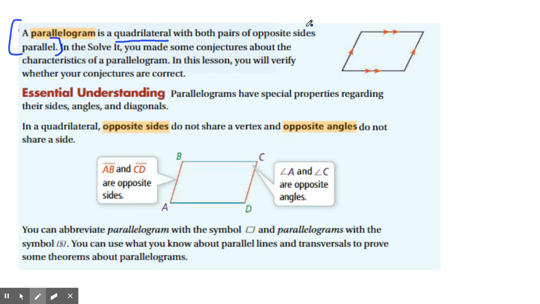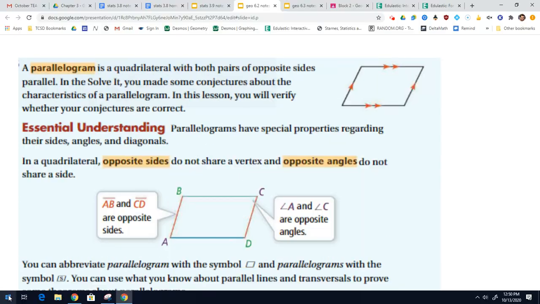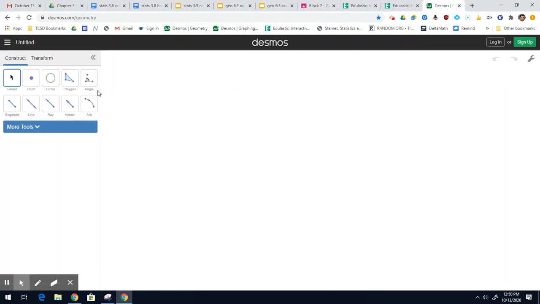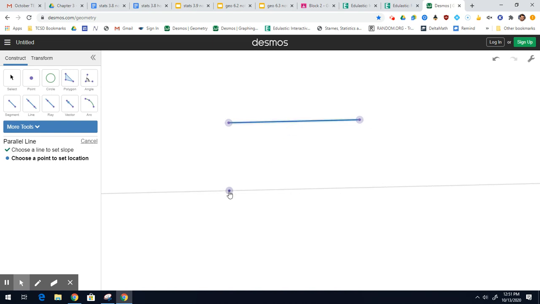Now, I want to go ahead and create this in Desmos geometry, and we're going to use Desmos geometry to verify a lot of the properties we talk about today. So if I want to make a parallelogram in Desmos geometry, and I invite you to do the same thing if you want to, I'm going to start with a segment. Okay. And I'm going to create a parallel line. So let me put a point down here. More tools, parallel line. To this side, through that point.